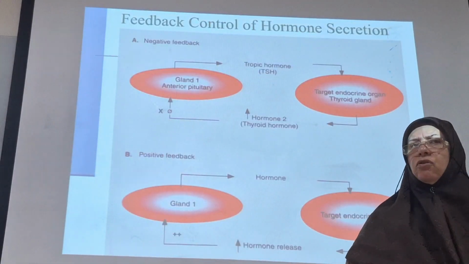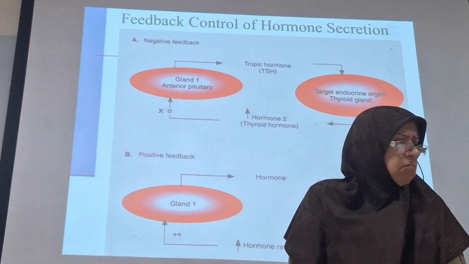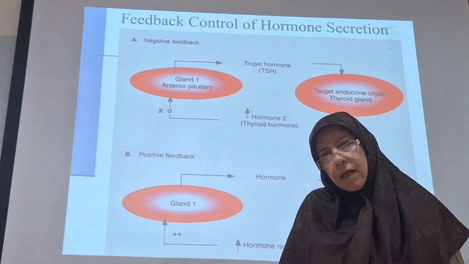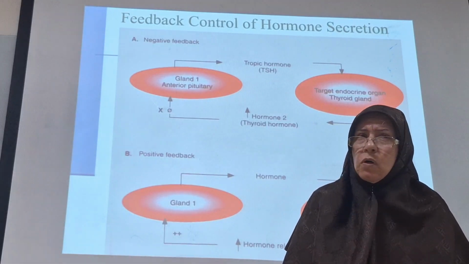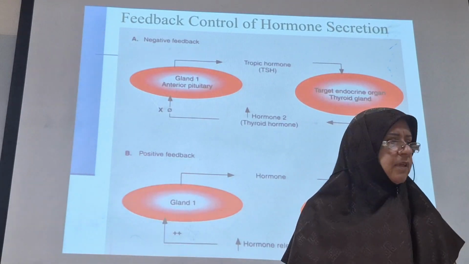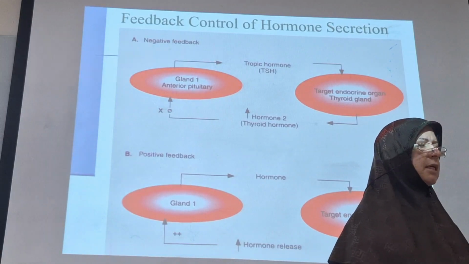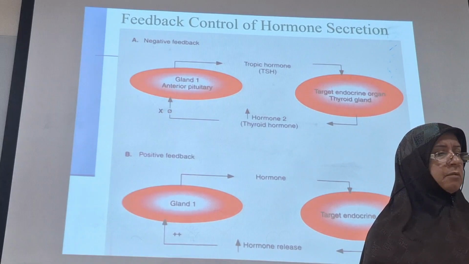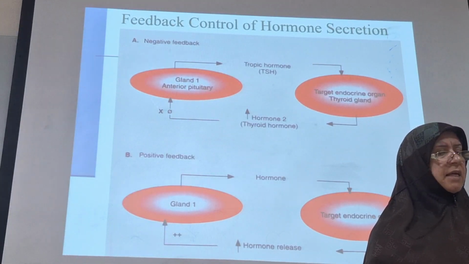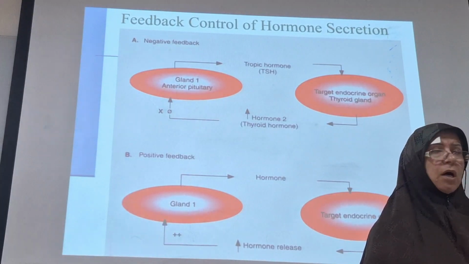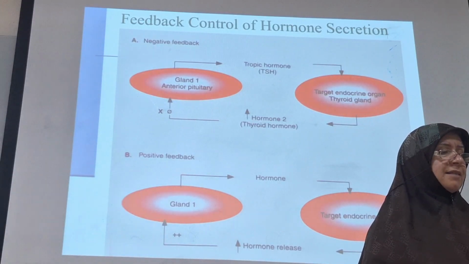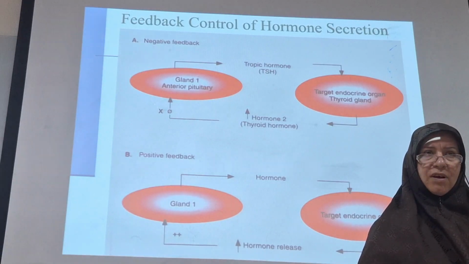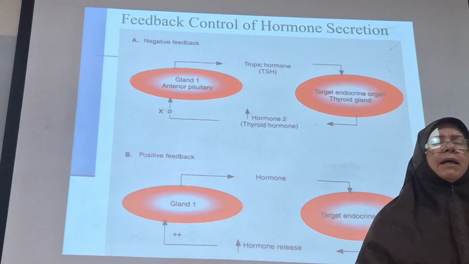And about feedback, you know feedback, okay? We have negative and positive feedback. Mostly negative feedback. Here you see the anterior pituitary gland produces TSH, thyroid stimulating hormone. TSH activates the thyroid gland to produce thyroid hormone. Thyroid hormone, as a hormone too, has negative feedback on gland 1. This is negative feedback.